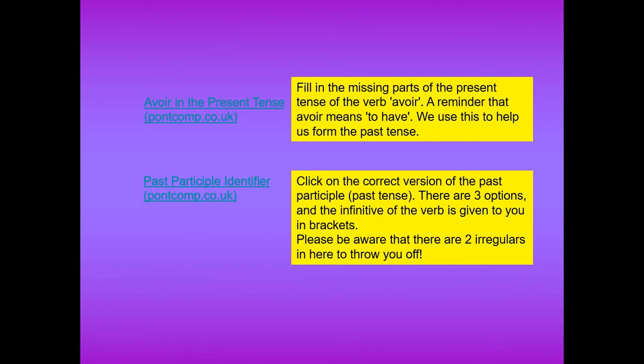So we're looking for, can you remember, avoir in the present tense. After that, you have the past participle identifier. Now that sounds more difficult than it actually is, but basically you've got a block of text, and it's all in the past tense. I want you to click on the correct version of the past participle, past tense. So which of the three words in the options is the right form of the past tense? There are three options, of course. The infinitive of the verb is given to you in brackets, and please be aware that there are two irregulars in here to throw you off.